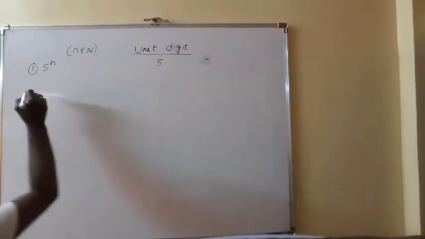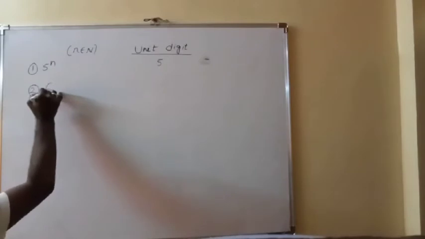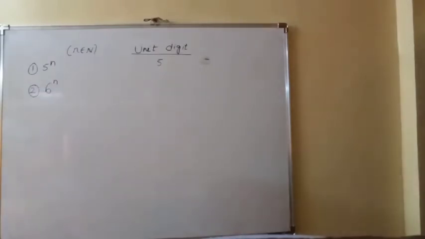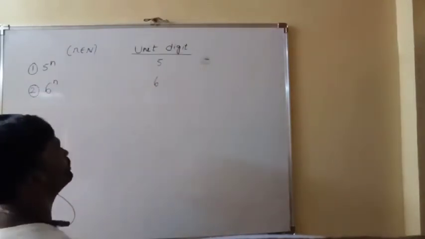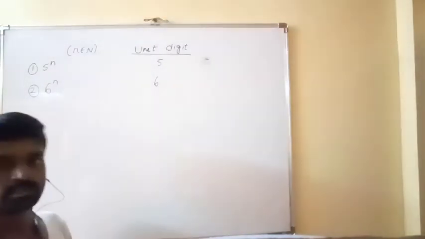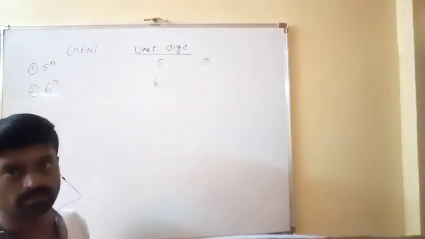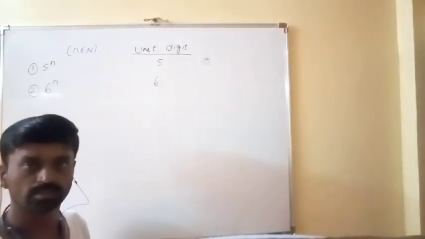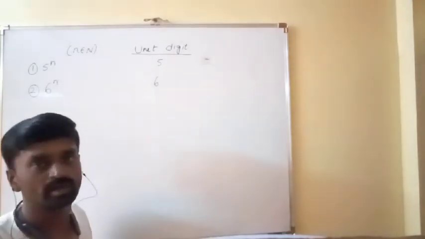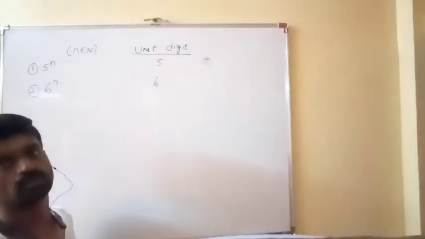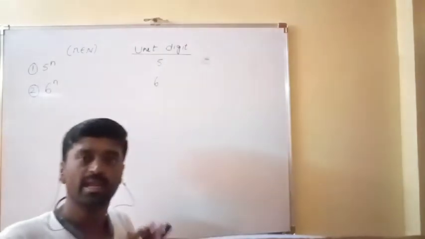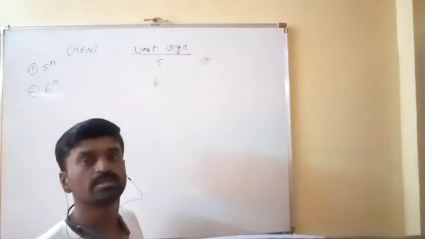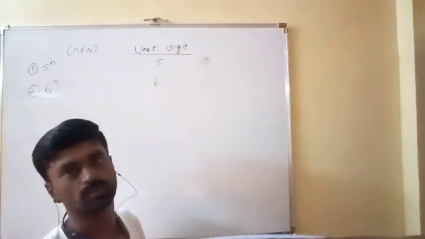Okay. Next, second. In the same way, unit digit in 6 power n is what? 6 for all natural numbers n. 6 power 1, 6. Unit digit is 6. 6 square, 36. Unit digit is 6. 6 cube, 216. Again, unit digit is 6. That means if you consider 6 power any natural number, the unit digit in that number is again 6 only.